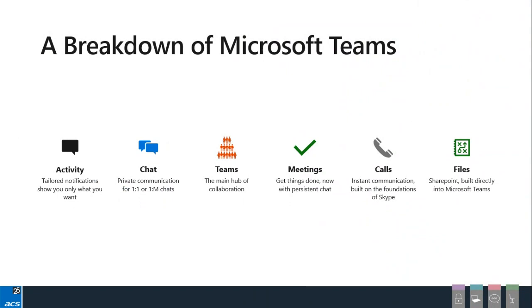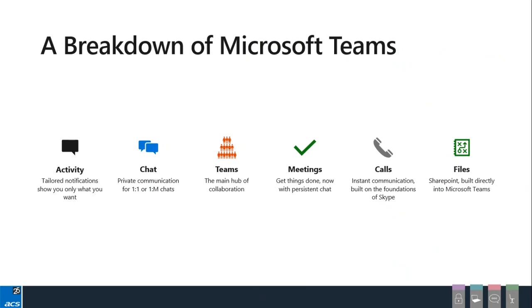So here we have 6 key areas. We've got activities, which is tailored to notifications, and these notifications only show what you want. We've got the chats area, which is all your private communications for one-to-one or one-to-many chats. Then we've got the Teams area, which is your main hub of collaboration. Teams channels can be separated per department or per project, followed by the meetings area, which enables you to get things done, and now there's persistent chat.